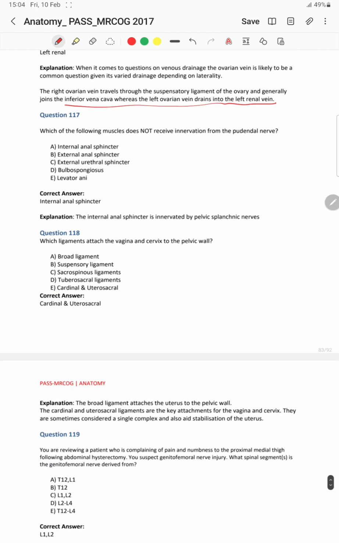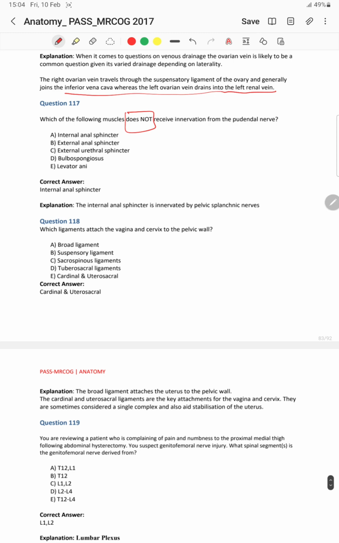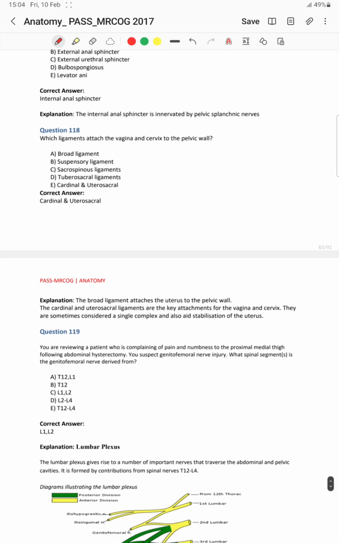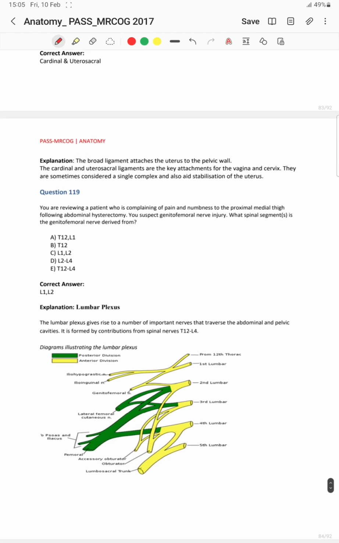Which of the following muscles does not receive innervation from the pudendal nerve? It is the internal anal sphincter. The rest, external anal sphincter, external urethral sphincter, bulbospongiosus, and levator ani, do get innervation from the pudendal nerve. Now, which ligaments attach the vagina and the cervix to the pelvis? These are the cardinal and the uterosacral ligaments. The broad ligament attaches the uterus to the pelvic wall, and the cardinal and uterosacral ligaments are the key attachment for the vagina and the cervix. They are sometimes considered a single complex and also aid the stabilization of the uterus.